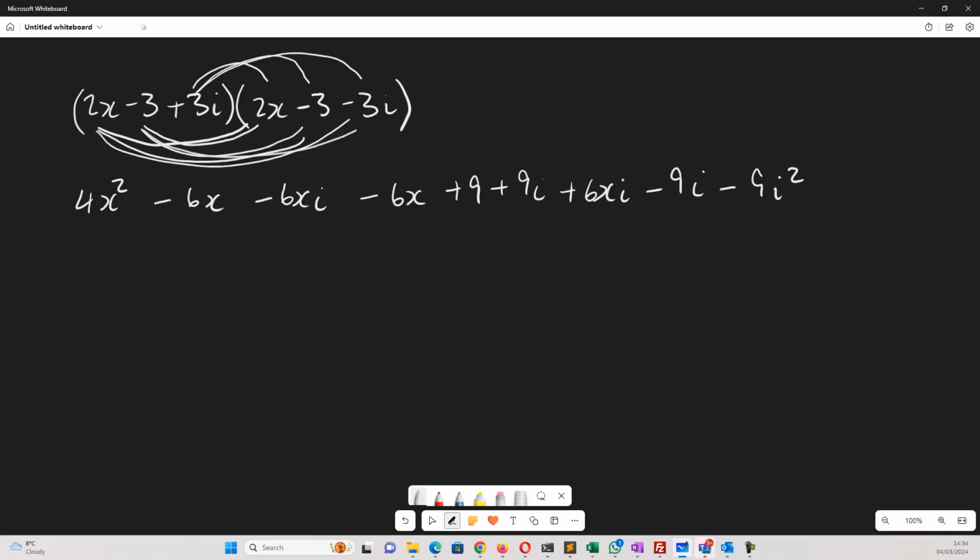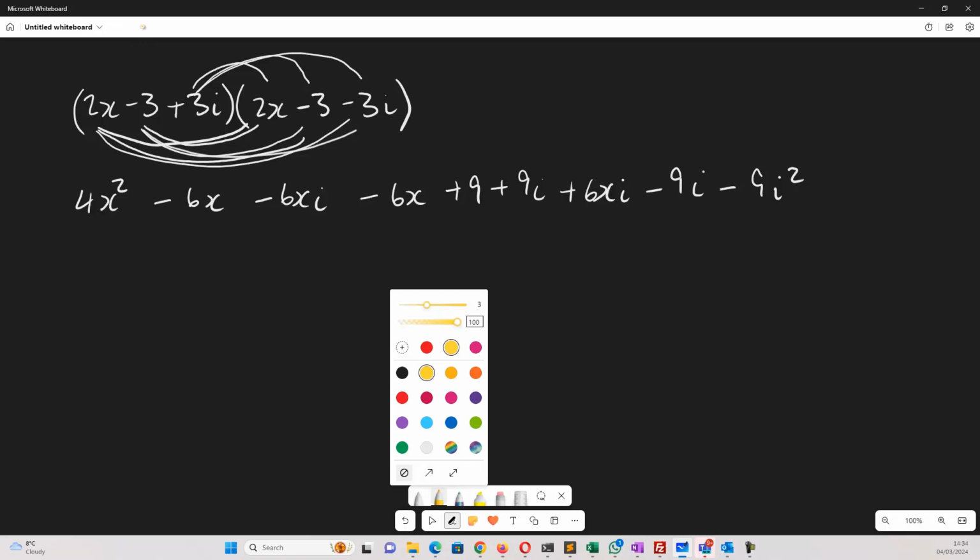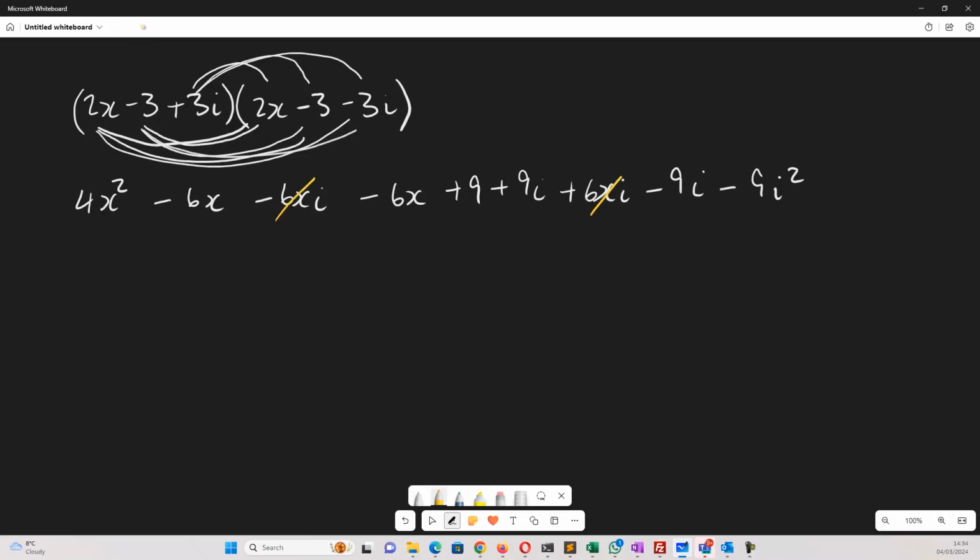Okay, so let's review this. Let's have a different colour pen. So we've got 6xi and plus 6xi. We've got plus 9i minus 9i. So that now condenses into 4x squared. We've got minus 6x and minus 6x, so that's going to be minus 12x. And then we've got 9 and minus 9i squared. So we've got plus 9 minus 9i squared.